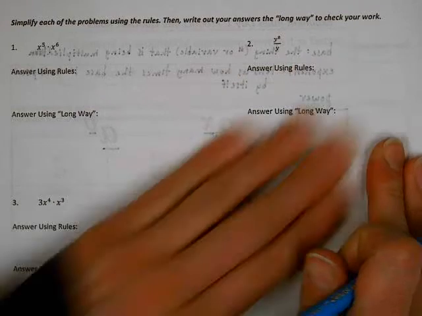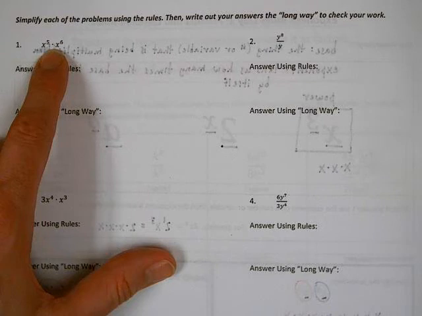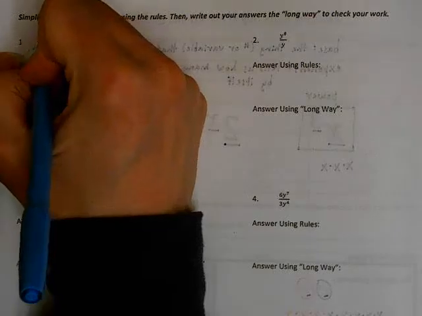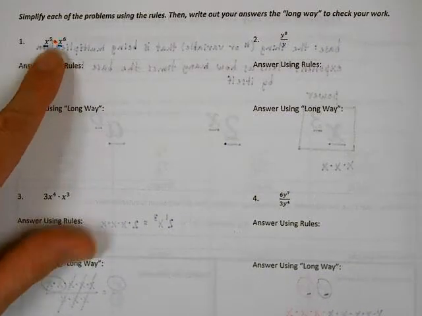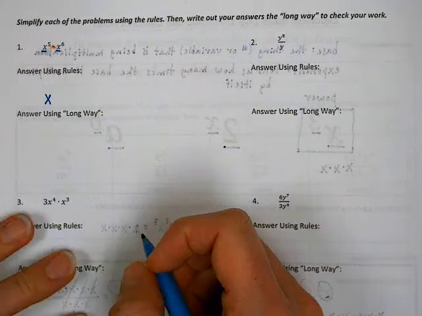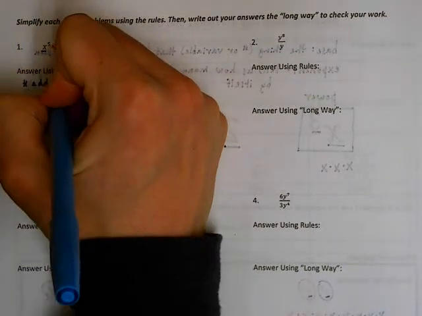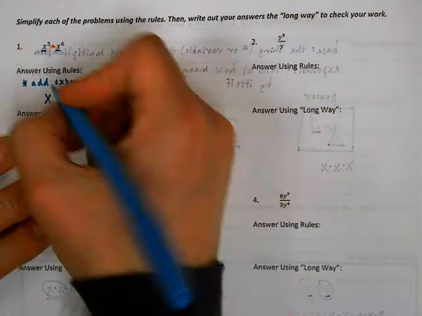In our first problem, we have x to the 5th times x to the 6th. So the first thing I notice right here is that I'm multiplying, so that sounds like a rule we have. And I also notice that our bases are the same. They're both x. So we said our rule is the bases are the same and we're multiplying. We're going to keep that same base and we're going to add the exponents. So I'm going to make a note here. We're going to add our exponents. So 5 plus 6 is going to give me x to the 11th power.